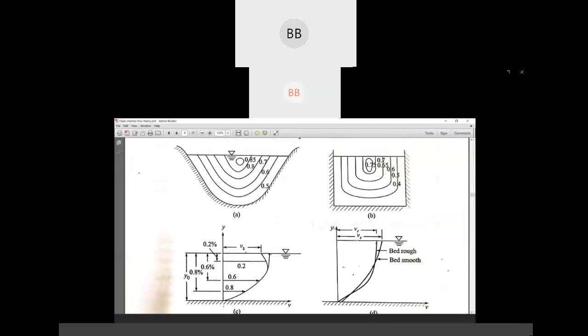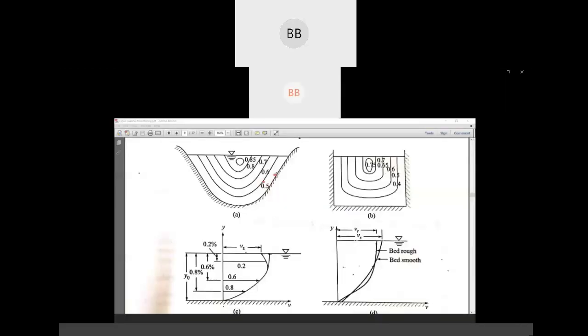If you see, these things are nothing but your contour lines, not for elevation but for velocity. This line belongs to 0.5 meter per second, 0.6, 0.7. If you move from the boundary, from left to right or right to left, as we have already discussed, near the boundary it's always less, that is 0.5. Okay, so at the middle, it's always high, that is 0.85 or 0.8.